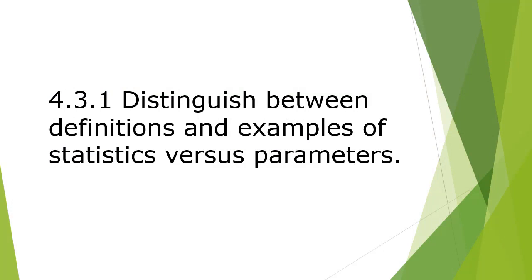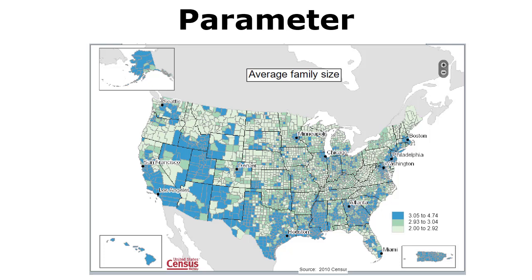Okay, so the first objective in this section has to do with your ability to distinguish between definitions and examples of statistics versus parameters. This is a very important statistical concept. A parameter is a characteristic of an entire population. It is a numerical or graphic way to summarize data obtained from the population.